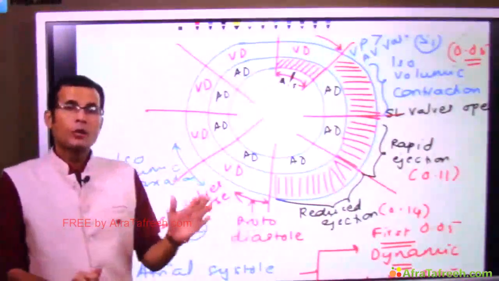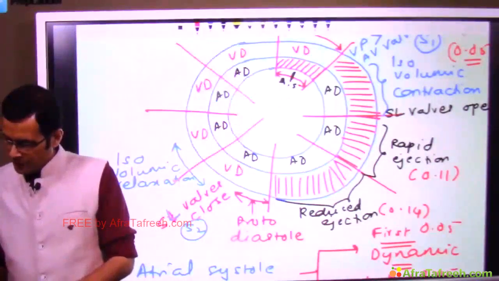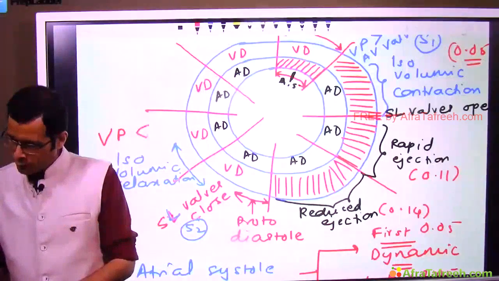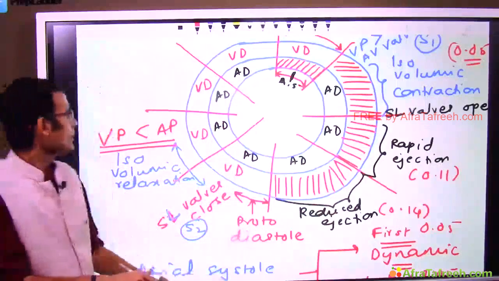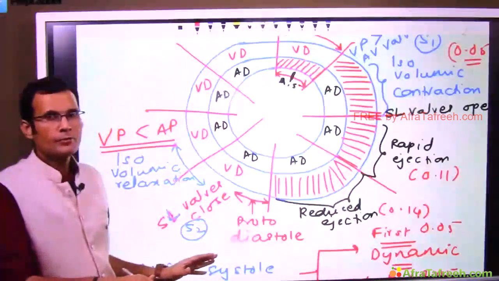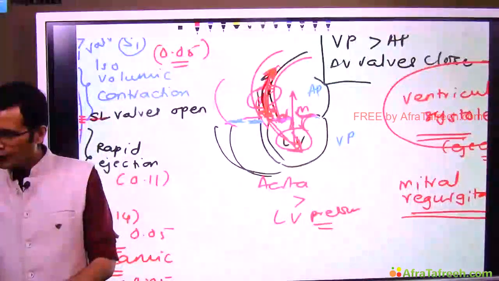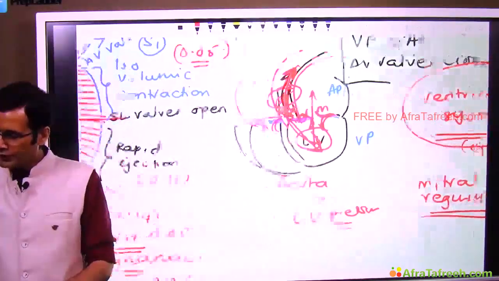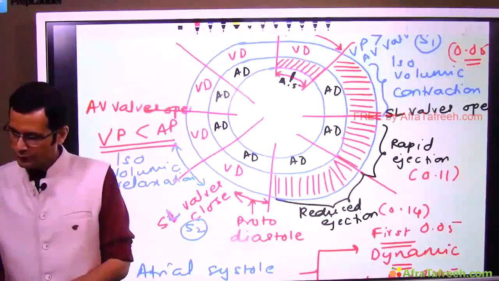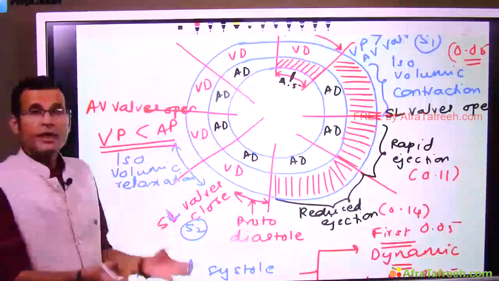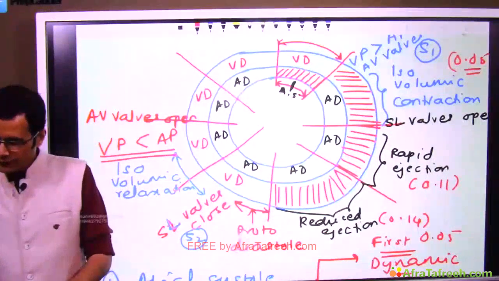isovolumic relaxation. Ventricular pressure was falling. Finally, ventricular pressure goes below the atrial pressure. It was decreasing. Now it has become less than the atrial pressure. So what do you expect to happen? AV valves will open. Now, finally, AV valves open. And as the AV valves open, the ventricular filling will start. Ventricular filling starts.